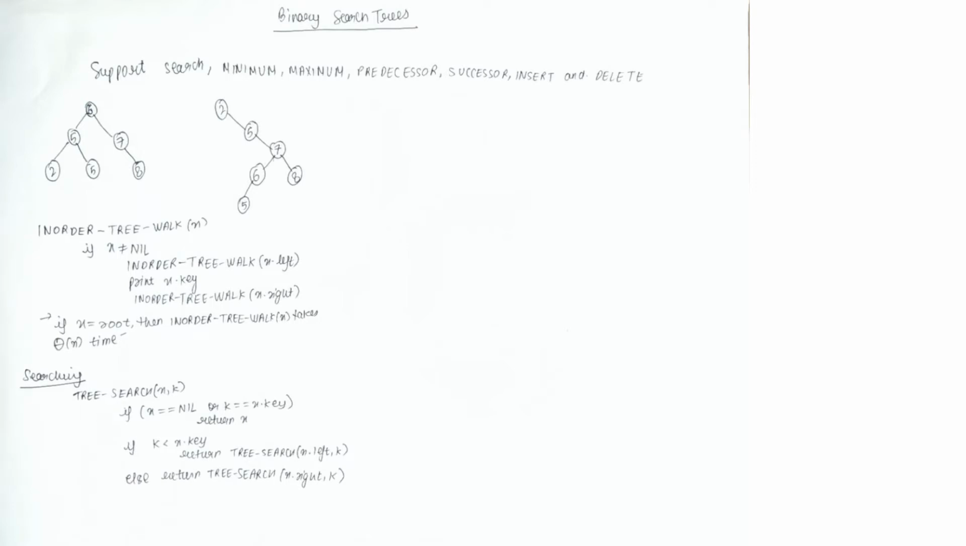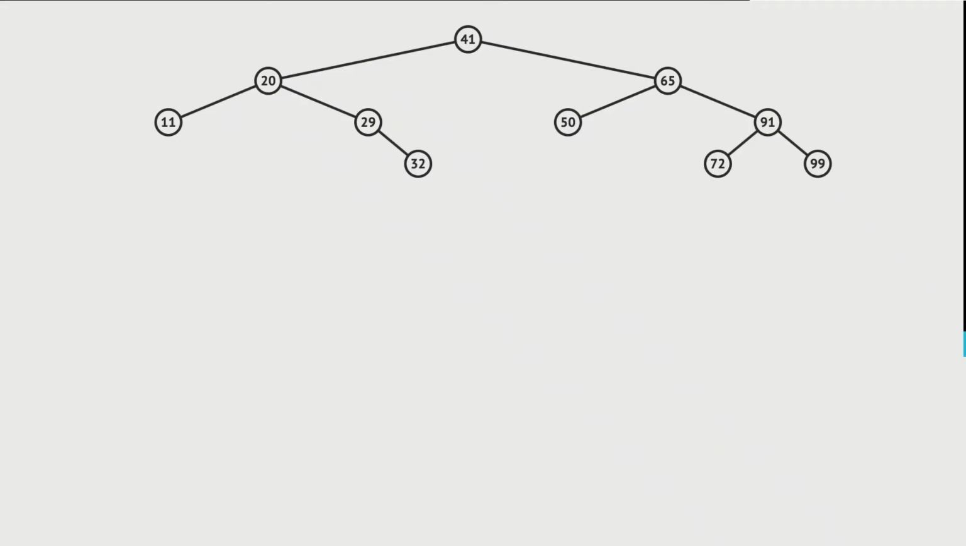And when x becomes null, like in this base case where x is equal to null, that means that we have not found the key k, so we are returning a null value in that case. Suppose that we are searching for value 29 in this tree.